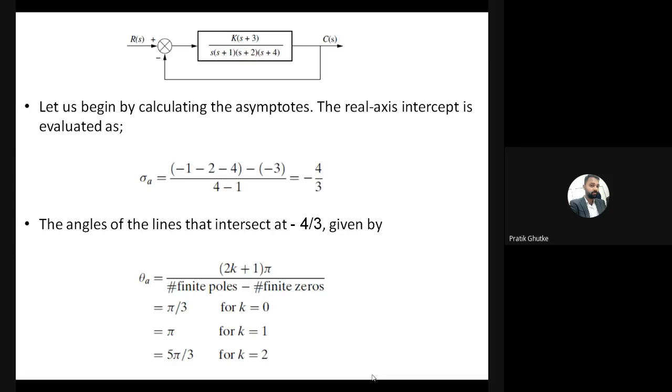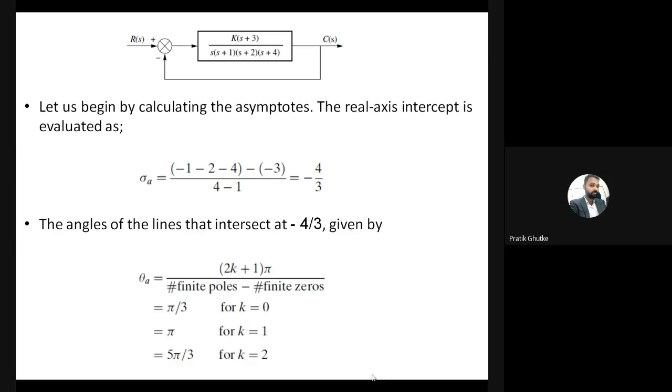Let us begin by calculating the angle of asymptote of this numerical, that is k(s plus 3) divided by s(s plus 1)(s plus 2)(s plus 4). First the real axis intercept: the sum of real parts of poles, minus 1, minus 2, minus 4, minus the real part of zero, that is minus 3. So minus 4 by 3, it will be minus 1.33. This is your centroid. So the asymptotes will intersect at minus 4 by 3.